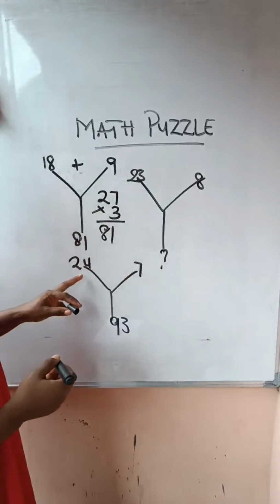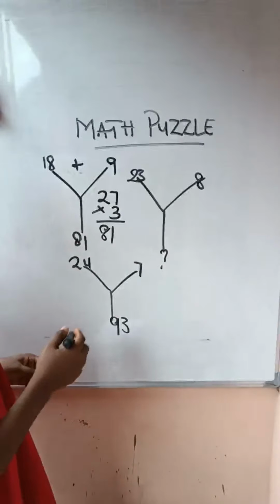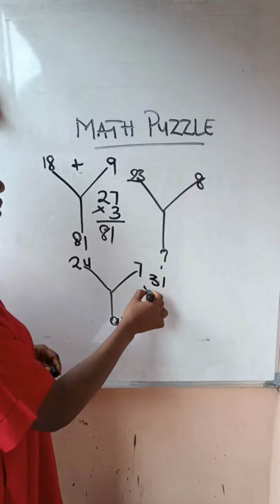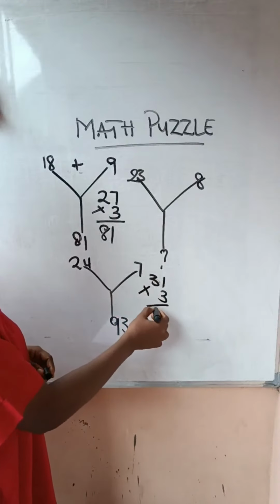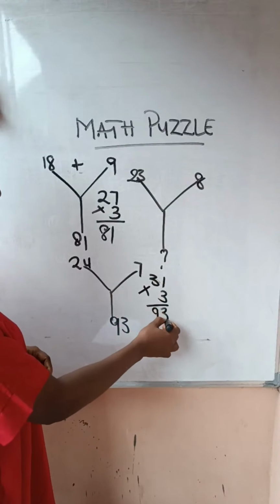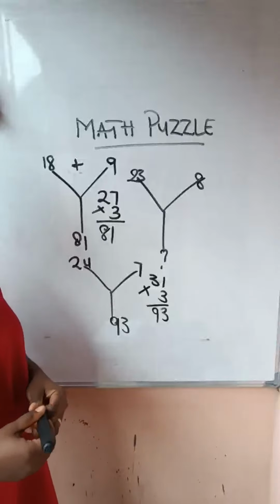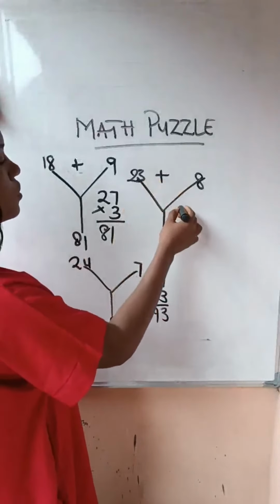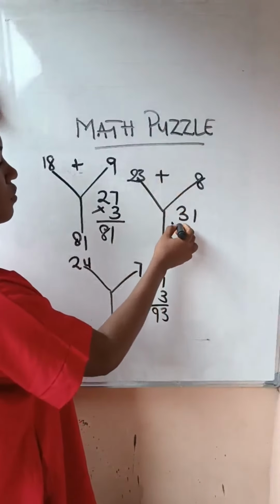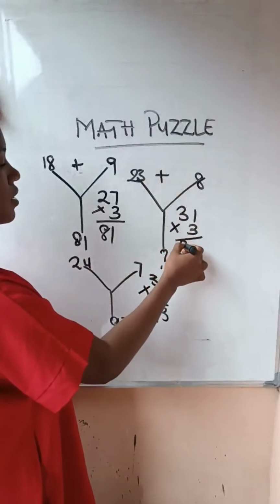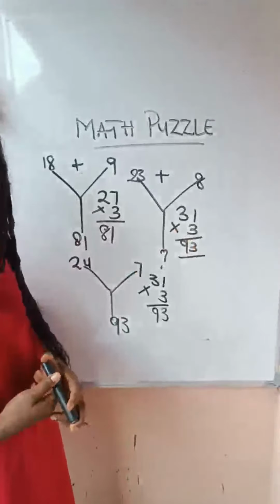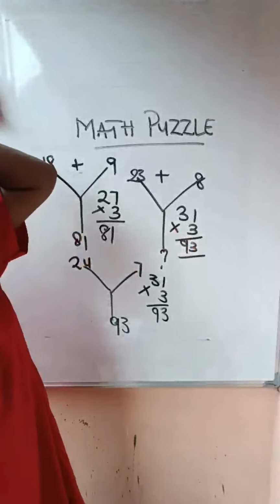Okay? Similarly, 24 plus 7 will give us 31. If you multiply 31 by 3, you will get 93, which is what we have here. So to get this, we add 23 to 8, and that will also give us 31. If we multiply this by 3, we get 93. And that is how the answer becomes 93.